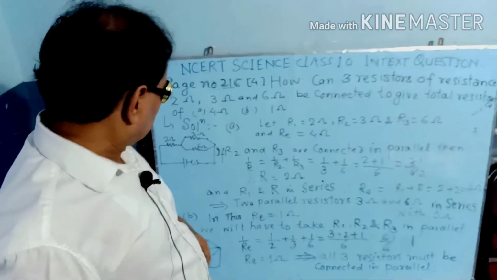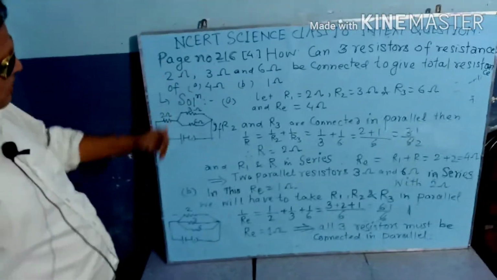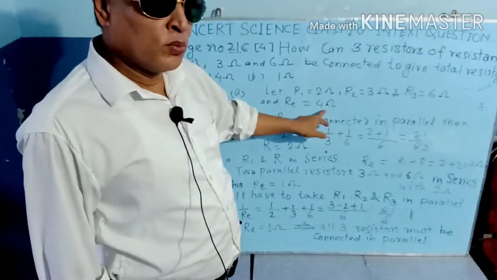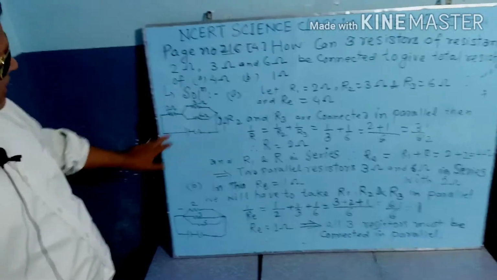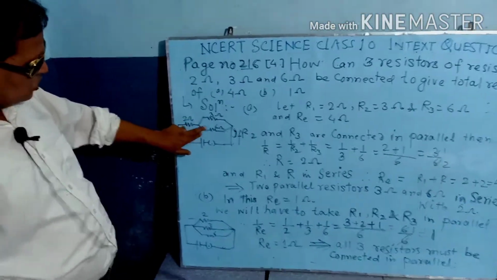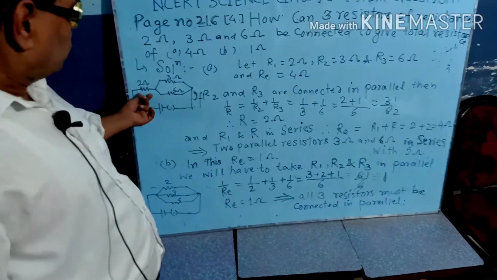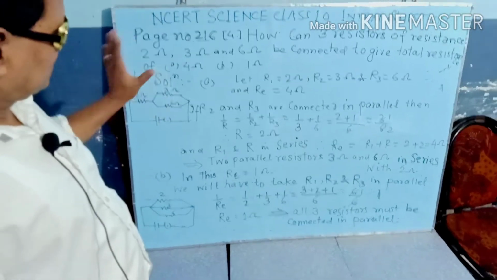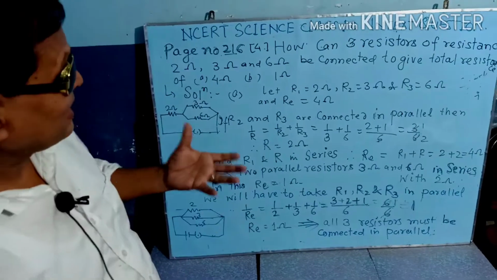So now come to the solution diagram of this problem for obtaining Re is equal to 4 ohm total resistance for R1, R2 and R3. Here we see that 3 and 6 ohm resistors are taken in parallel while 2 ohm resistor is in series with these two parallel resistors. This is the arrangement.